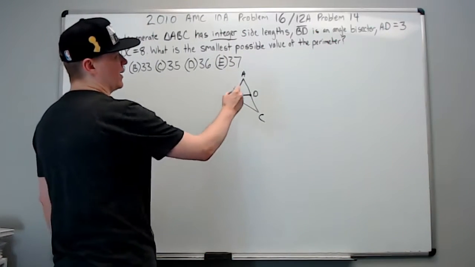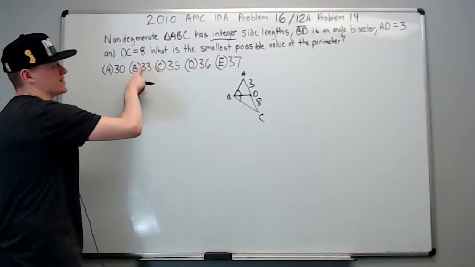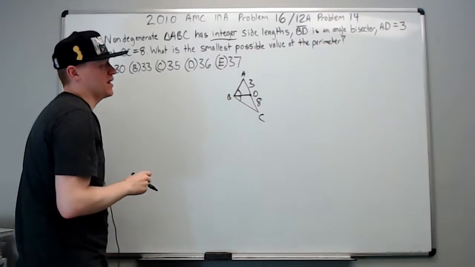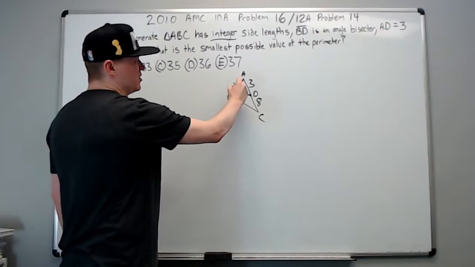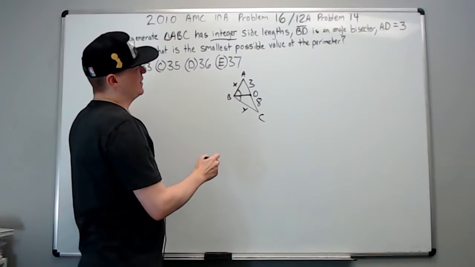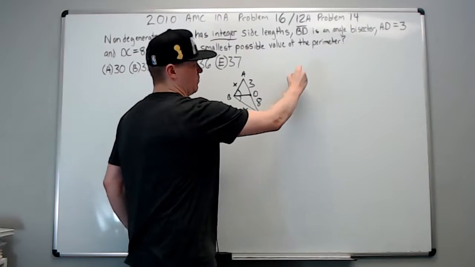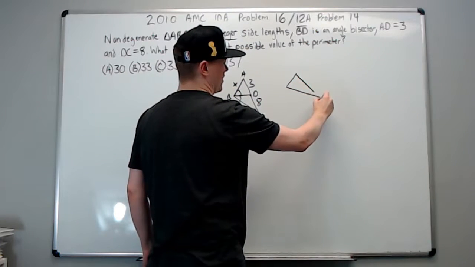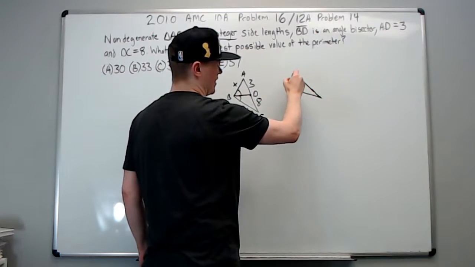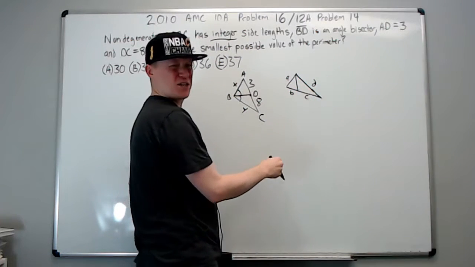So we continue on. AD is 3. DC is 8, as it says here. What is the smallest possible value of the perimeter? So we'll call this X and this Y. And what you can do is, the angle bisector theorem basically says the following. Let's say you've got a triangle like this, and I cut this angle, and this is A, B, C, and D. Then any corresponding ratio is equal.